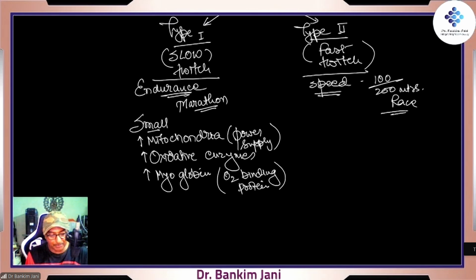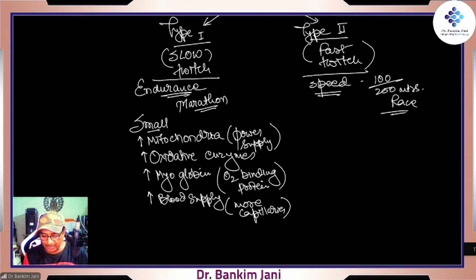Well, that is the blood supply, and that is the reason it has increased blood supply. How will that be possible? Because it has more capillaries. More capillaries means more blood, and that's the reason this muscle would appear red. So these are the red fibers.